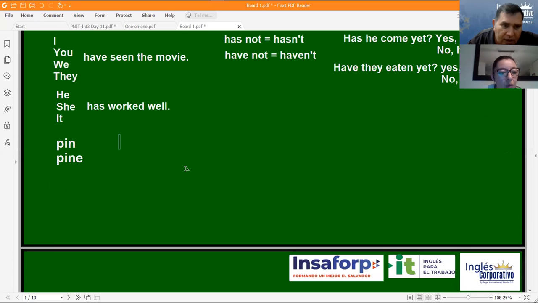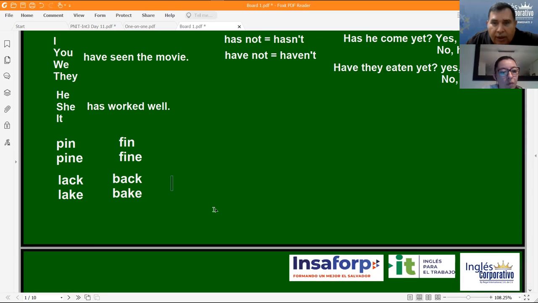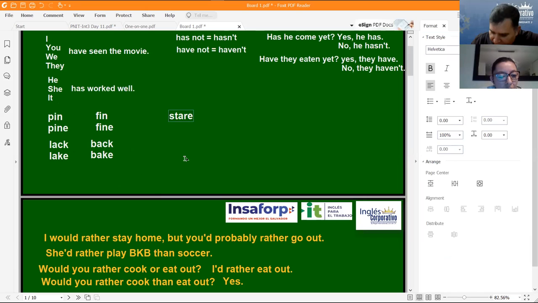I look for words similar to this, like thin and fine, or lack and lake, or back and bake. So I practice the pronunciation, because the first one is short, back, and the other one, because it finishes in E, has a long vowel, bake. Lake, bake, lack, back. Thin and fine, thin and pine. Or other words where just one letter changes, like star, or change a color.